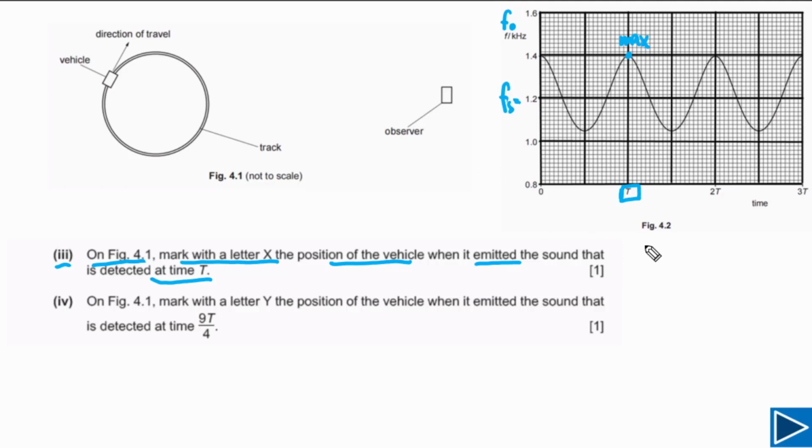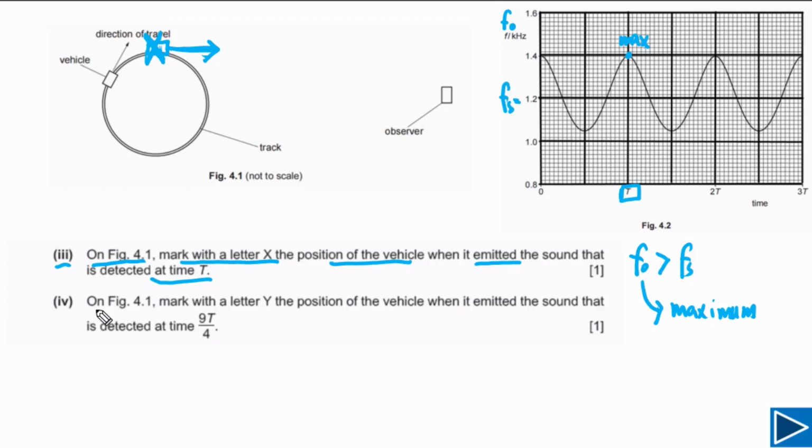So the first thing we need to write down here is that the observed frequency is greater than the frequency of the source, and the observed frequency is maximum. If the observed frequency is maximum and greater than the frequency of the source, it simply means that the source is moving directly towards the observer, because this is maximum. So that's the reason we have to mark X here. So the vehicle is at this point at time t.